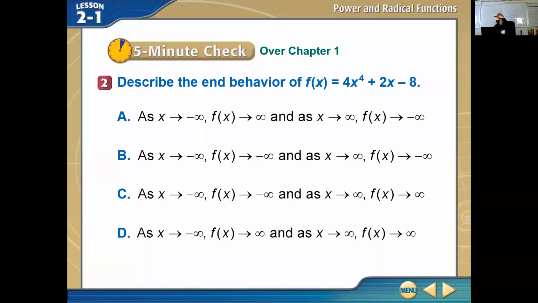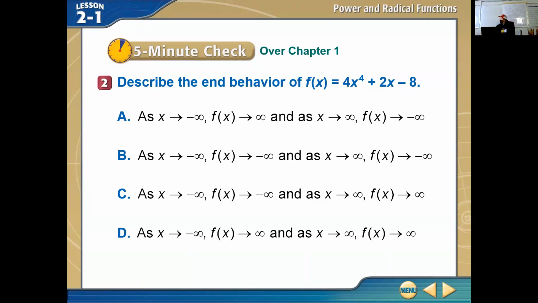Our 5-minute check over chapter 1. So looking at it, it says describe the end behavior of f of x, which is equal to 4x to the fourth plus 2x minus 8. This one, we could graph it, and you would find that it's a parabola looking thing. It has a little hump in it, but we're talking about end behavior.